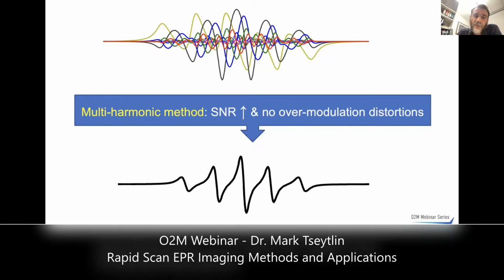First, that spectrum will have a better signal to noise ratio, and also in this method you don't worry anymore about overmodulation, because overmodulation broadens your line, which is very damaging for EPR imaging. Let's say if you want to measure oxygen, your line needs to be measured as accurately as possible. So again, here you have better SNR, and you don't worry about distortions because it's all taken into account in the algorithm.